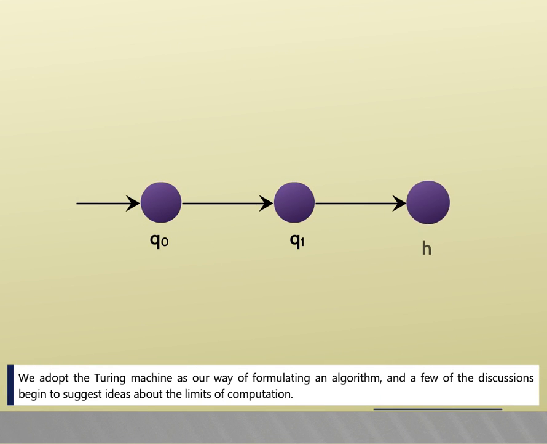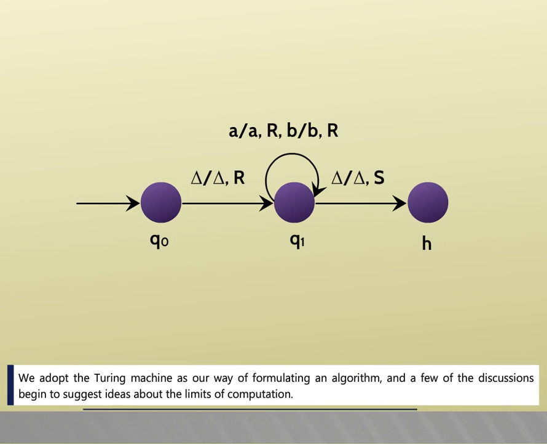We adopt the Turing machine as our way of formulating an algorithm, and a few of the discussions in the chapter begin to suggest ideas about the limits of computation.